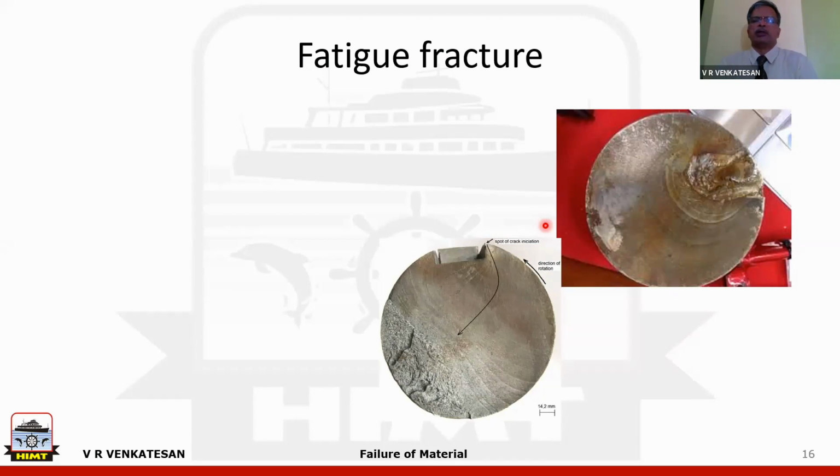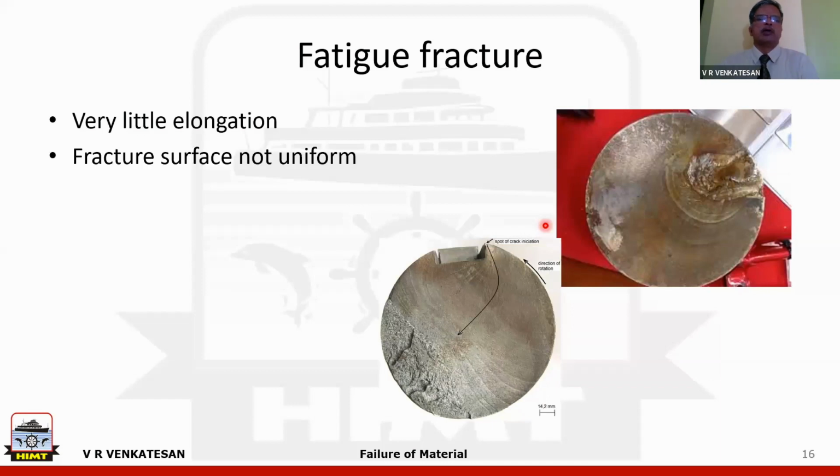And a component which has failed due to fatigue, the fractured portion looks very different from all the others. If you see, there will be hardly any elongation, provided the stress is kept within normal limits. So the elongation will be less, but the fractured surface will not be uniform. You will see distinct areas, like one part of the fractured surface looks different from the other part.